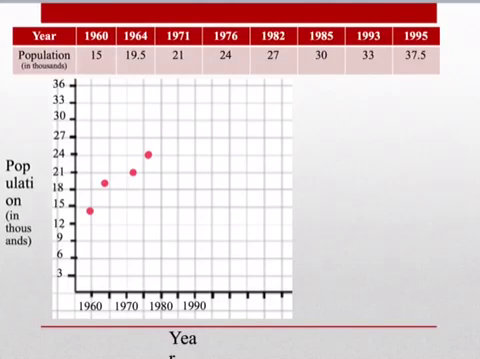In 1982, there were 27. So it's about there. 1985, there were 30. So we're going to go there. And 1993, there were 33,000. And in 1995, there were 37.5. So that's going to go off my graph a little bit and go up in there.